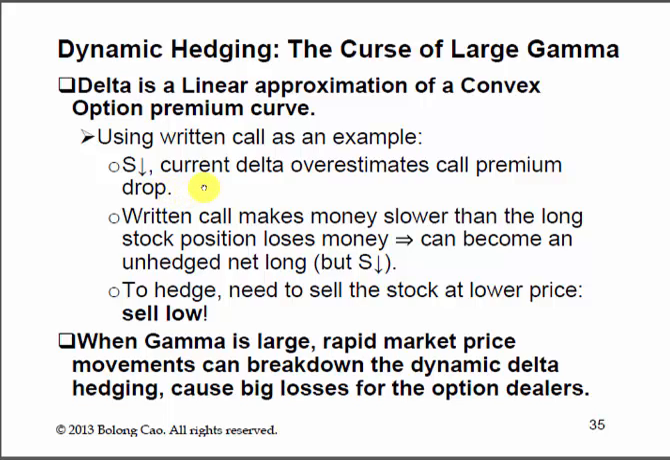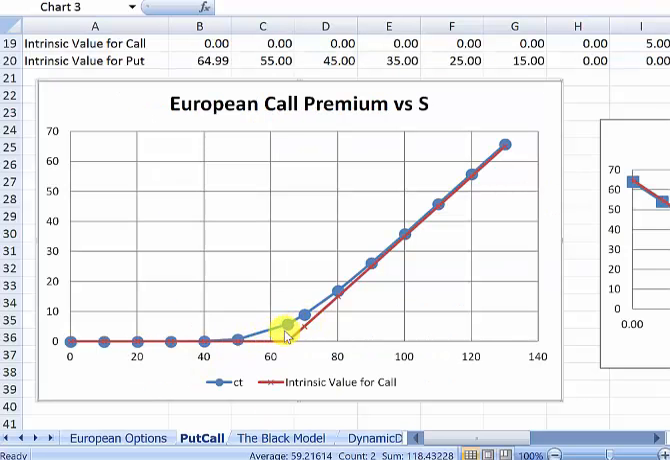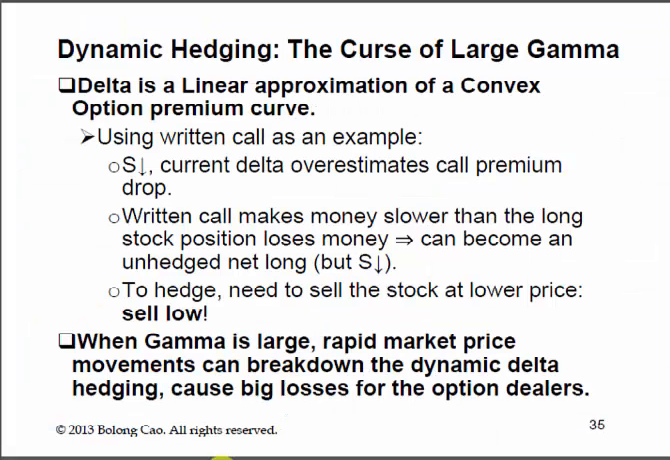Now, think about the underlying price going down. The current delta overstates the call premium drop because, again, you have this curve, right? When it's going down, the call premium curve kind of flattens out, right? It's going up a little bit, not just straight down according to a straight line slope. So, what does that mean?